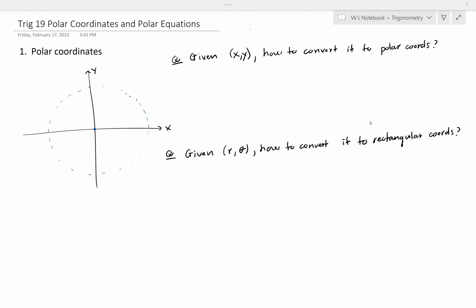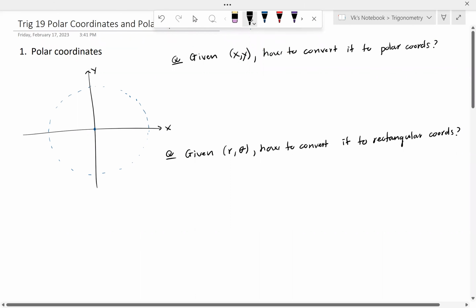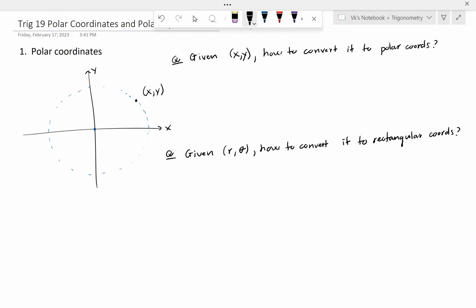Let's take a look at the XY plane and sketch a circle where the center of the circle is the origin. So if we pick a point on the circle, then that point is (X, Y). The point (X, Y) is in rectangular coordinates.